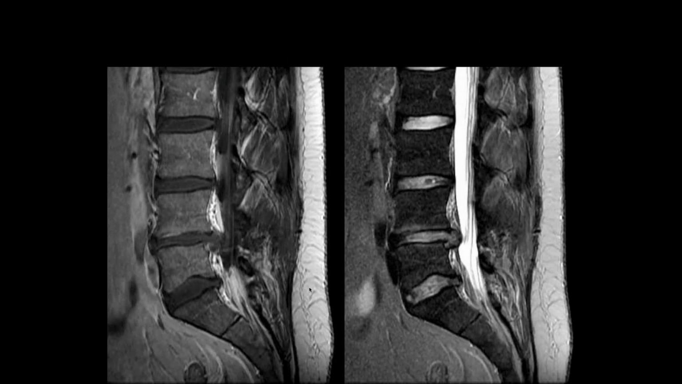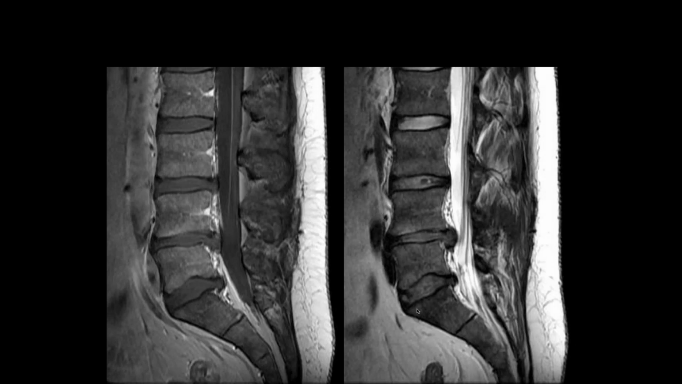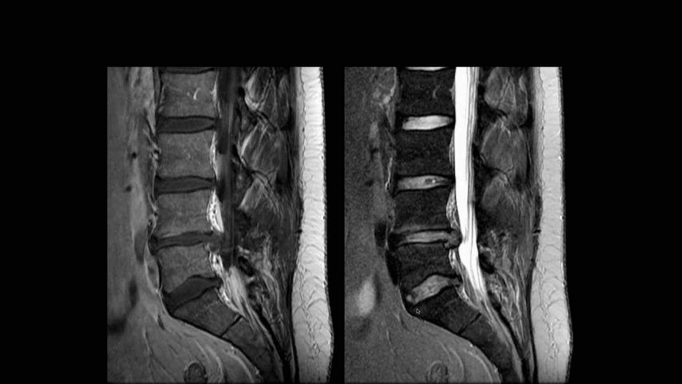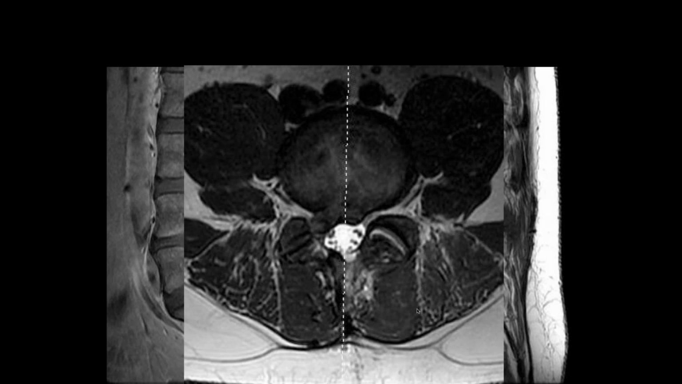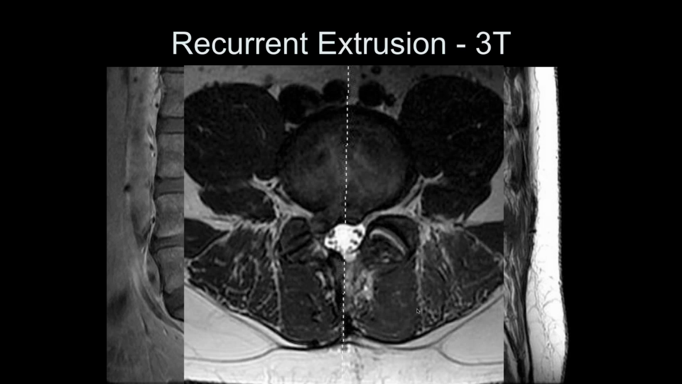Okay, Thomas, what do you think of this case? So there's some disc protrusion or extrusion at L4-L5, L5-S1, and on T2, T1. So this is probably pre-contrast on the left. Oh no, this is just one study over, another sagittal image. Okay, and then here are the axial images. I think I already showed this case. That's just a recurrent disc extrusion.